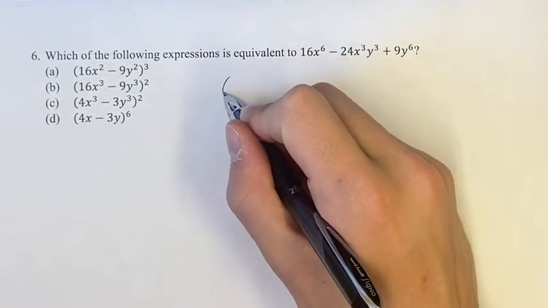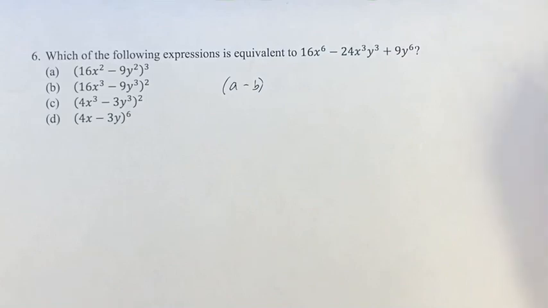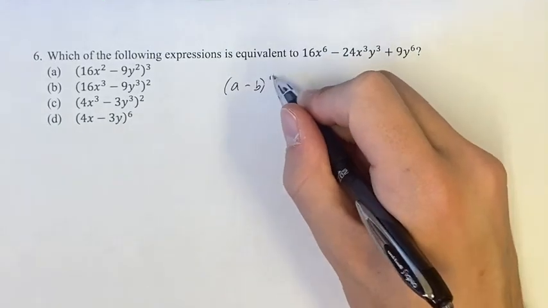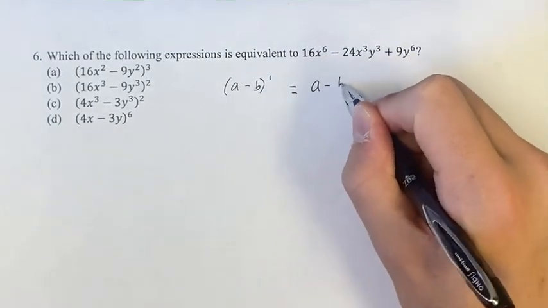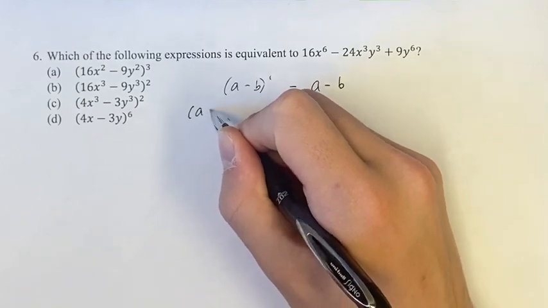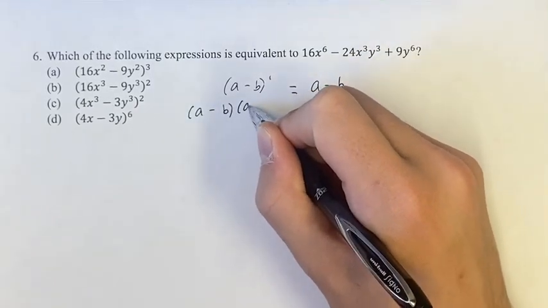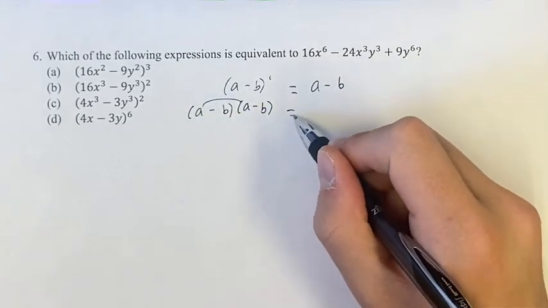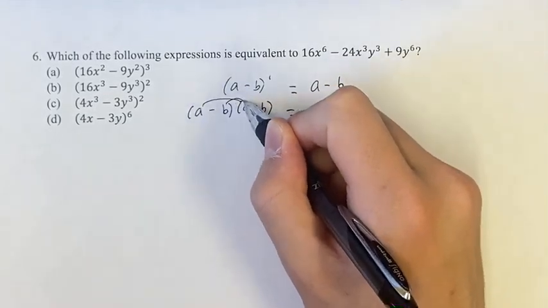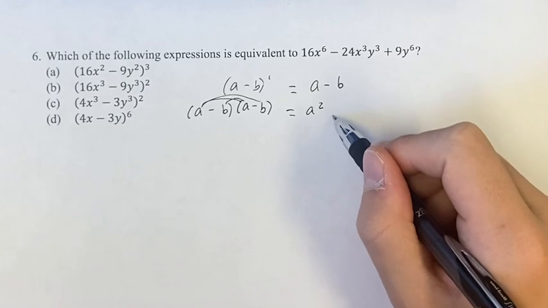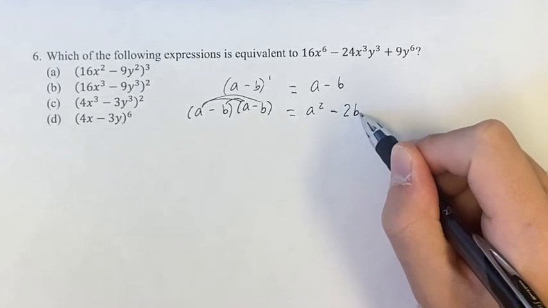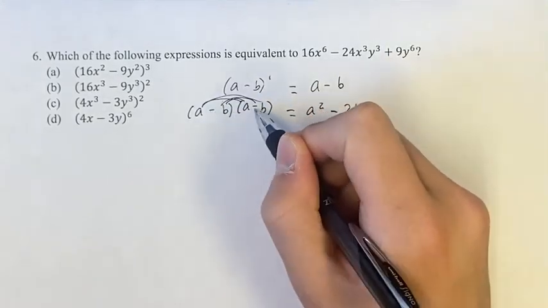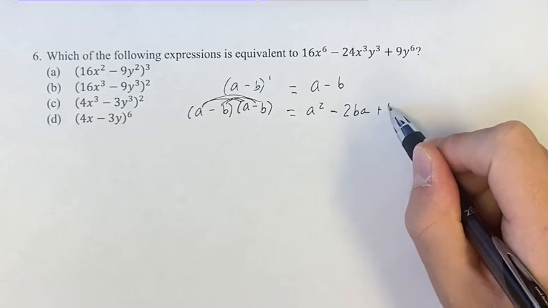So let's just say we have a minus b. All right, a minus b to the first power is just a minus b, it's just itself. A minus b to the second power, if we do some distribution, it's going to be a times a, it's a squared, minus b times a, minus another b times a is minus 2ba, and then negative b times negative b is plus b squared.